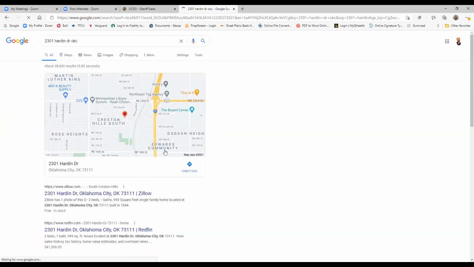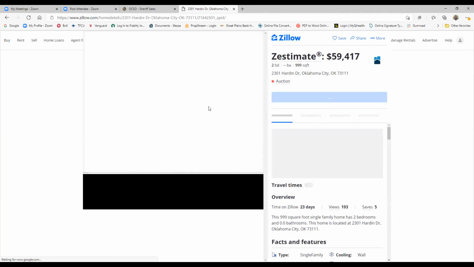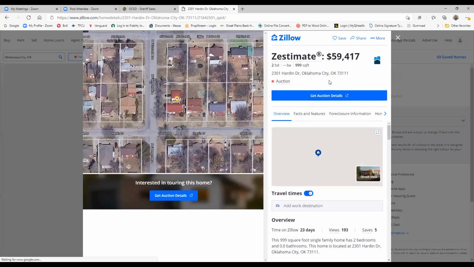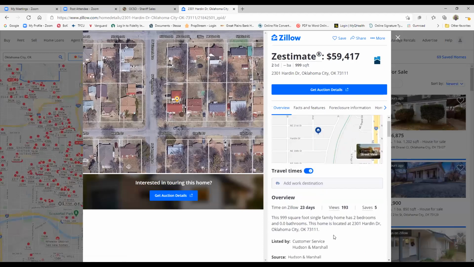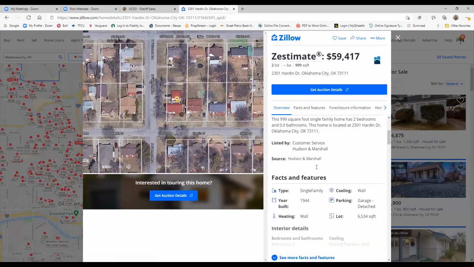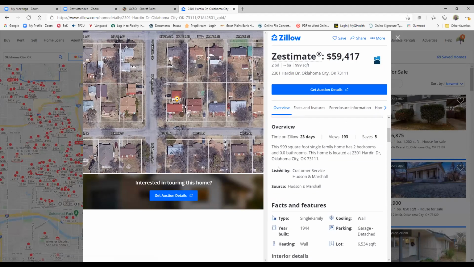Oklahoma City. See what Zillow's got. It's in Creston Hills over there, South Creston. Two bedrooms. It doesn't even have a picture. So it's on Zillow. I guess they've been trying to sell it before it goes to close. It's been on Zillow for 23 days.